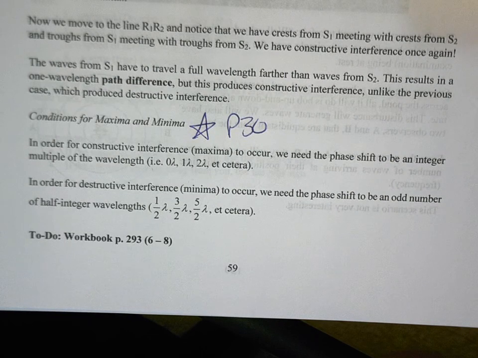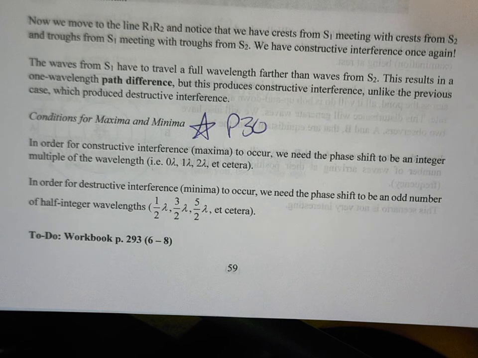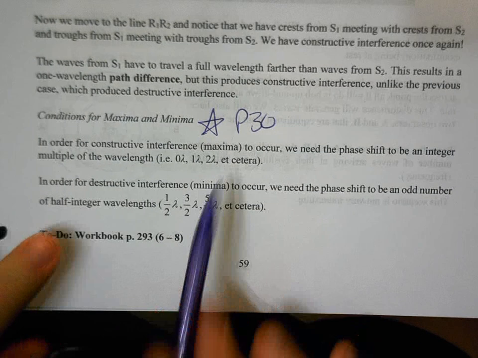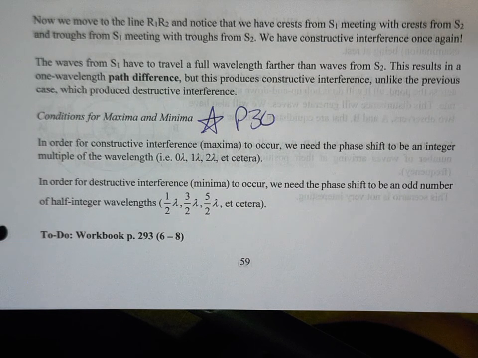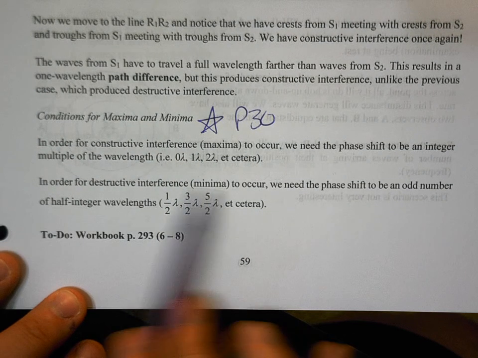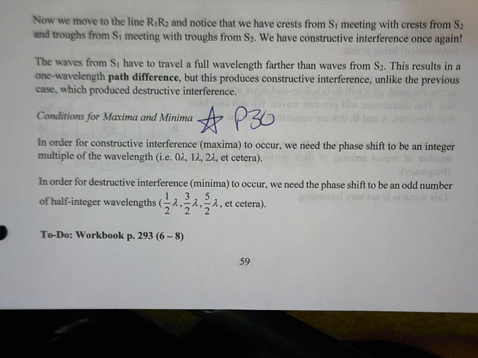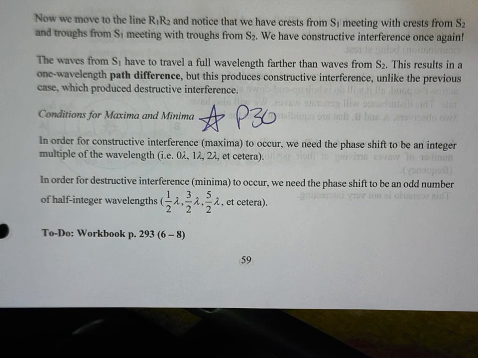If you went to the next successive destructive line, you'd find it's 3 halves of a wavelength, and so on and so forth. This is the important part for Physics 30. If you want constructive interference, you need that difference in path to be an integer multiple of the wavelength or nothing at all. If you would like destructive interference, you need that difference to be a half integer multiple of the wavelength. Not something to worry too much about for Physics 20, but this will become more important when we study things like diffraction and Young's double slit experiment in Physics 30.